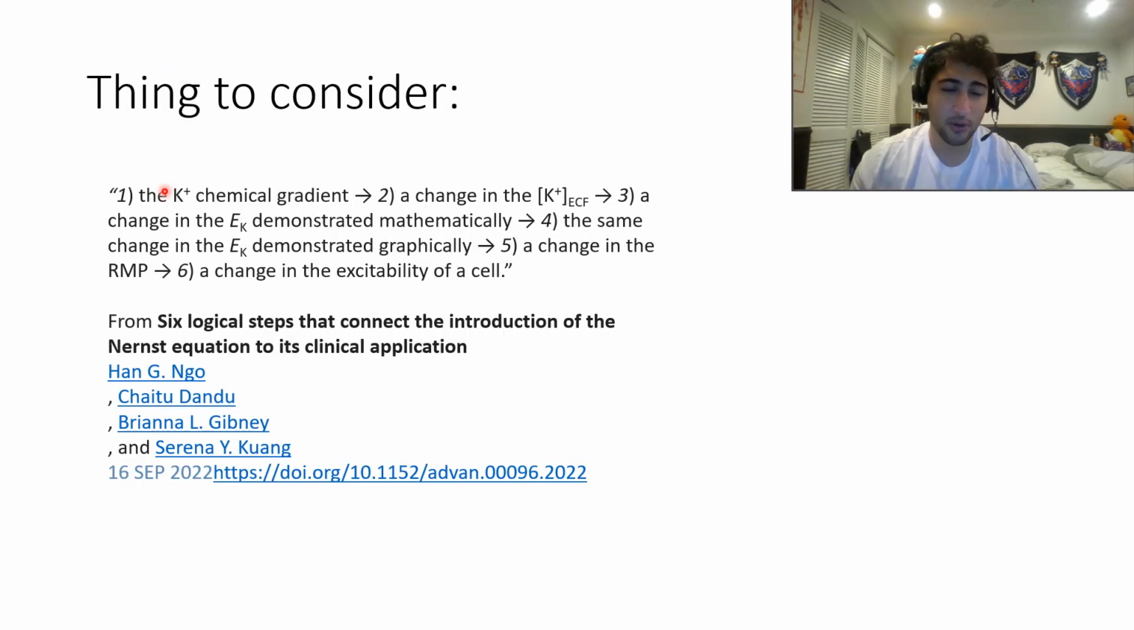All right, so the potassium determines the chemical gradient. A change in the outside compartment, the extracellular fluid compartment of potassium, changes the potential, as we've described earlier with the Nernst equation. And a change in the resting membrane potential leads to a change in the excitability of a cell. So that's the whole gestalt of it. Why do we care about electrolytes? Because electrolytes directly affect the excitability of cells.